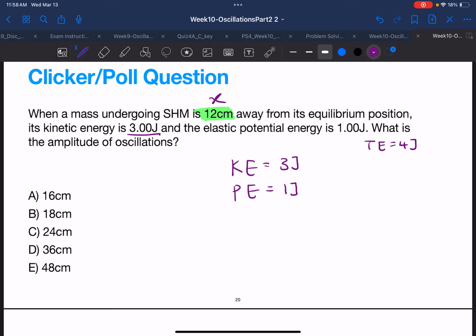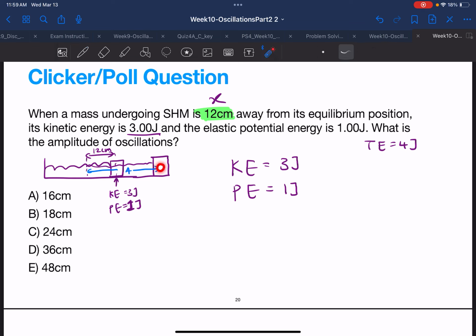Well, what might be useful is to compare. So here's the equilibrium, and they're telling us when we're 12 centimeters away from the equilibrium. Here's 12 centimeters. We know that the KE is 3 joules, and the potential energy is 1 joule. So let's compare this point to the maximum amplitude. Let's say the max amplitude A is somewhere over here. Because at this point, all we have is spring potential energy, and that's equal to 1/2 K A squared.